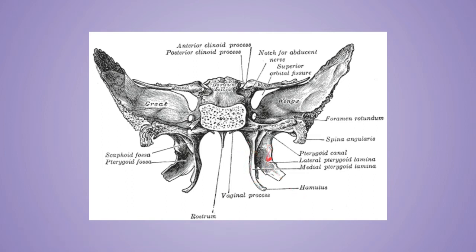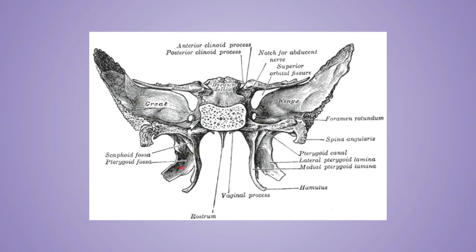Now the lateral pterygoid plate is directed downward and laterally, as you can see, and it has two surfaces, medial and lateral, and a free posterior border. The lateral surface of this plate forms the medial wall of the infratemporal fossa, and its lateral and medial surfaces give origin to some of the muscles. I will talk about it later.